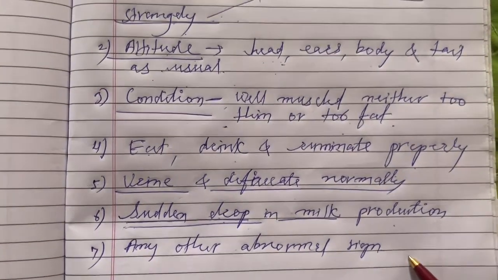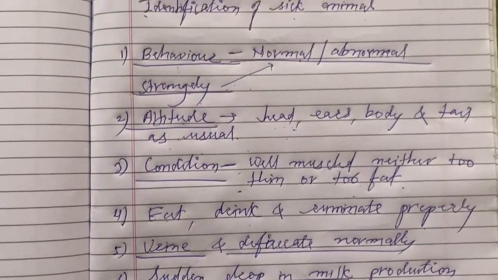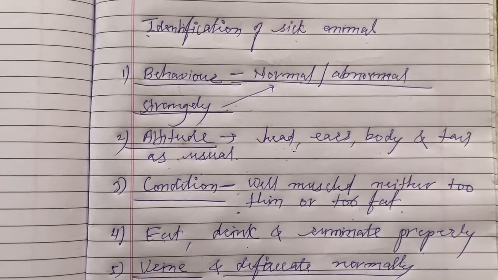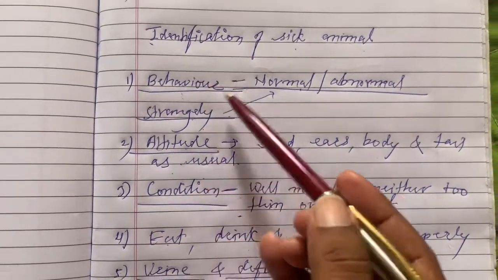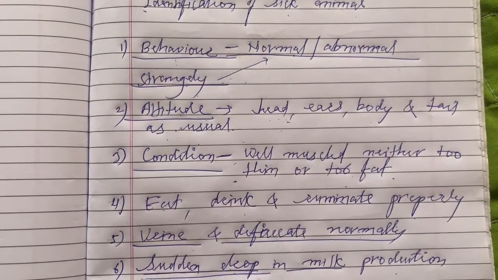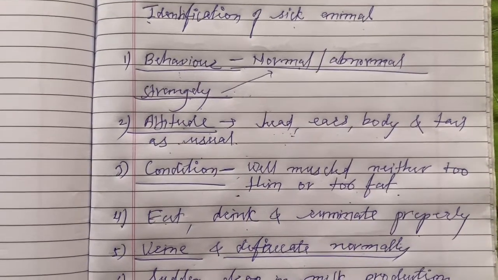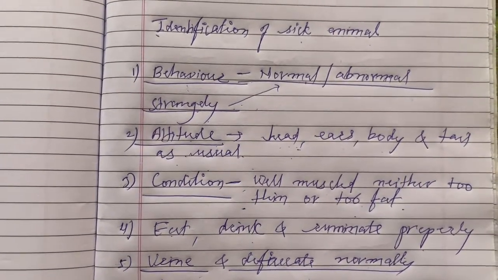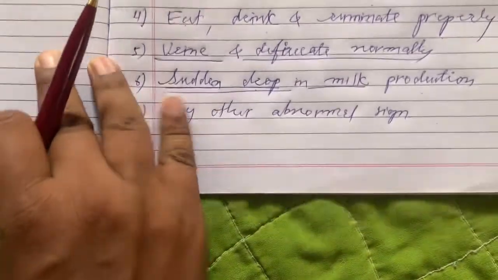So these are the seven important points on the basis of which we may identify whether the animal is normal or abnormal. After this, let's see some other important points regarding the health of animals. We have to observe some basic health parameters on the basis of which we may say that the animal is sick, or that the animal is not a normal one.